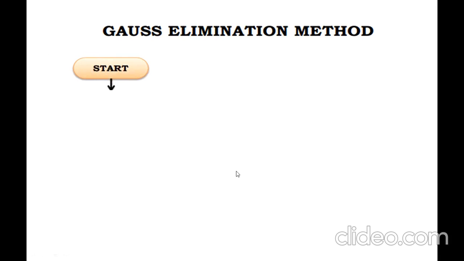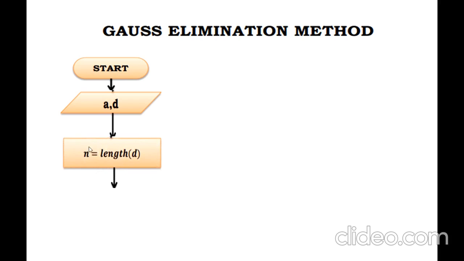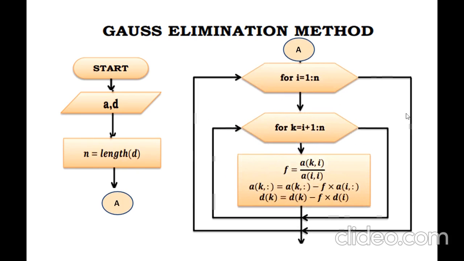So the flowchart starts with start, then we define the A matrix and D matrix which I have shown previously. After that we find the value of n by using the function length of D. Length of D means the number of elements in the D matrix, which in our case is 3. Then we use the connector A. In connector A, now we convert the matrix into the upper triangular form.